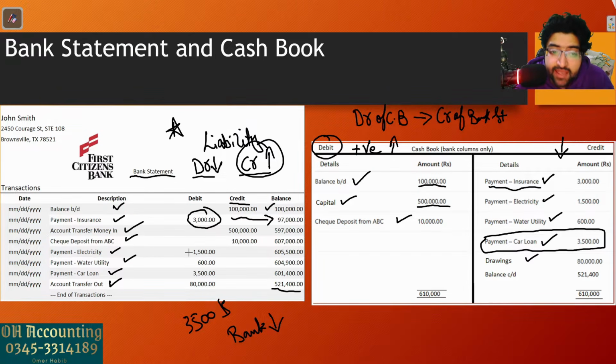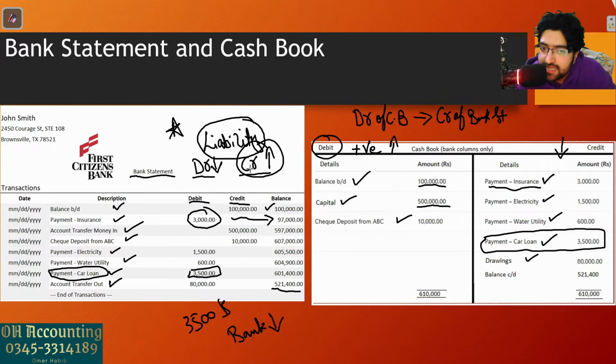But the bank will record this on the debit side. As you can see, 3,500 is on debit for payment of car loan. Why? Because I am a liability for the bank. So when I'm taking money out of my bank account, their liabilities are decreasing. When liabilities decrease, we record them on the debit side. These are rules of debit and credit, which we have learned using dead click, which is chapter number 3. As always, the most important chapter to build up your basics. So you should know all this, right?